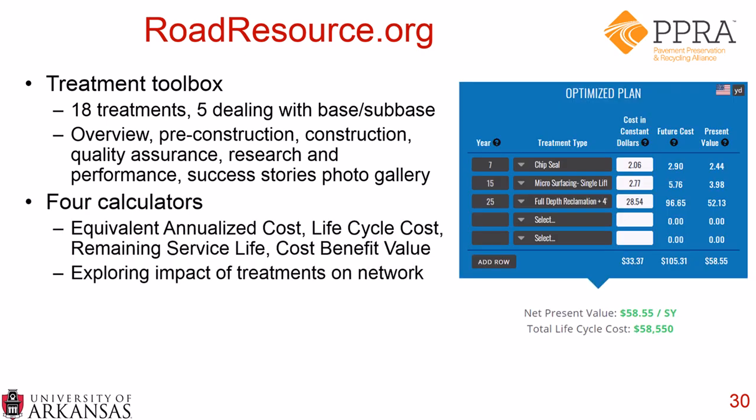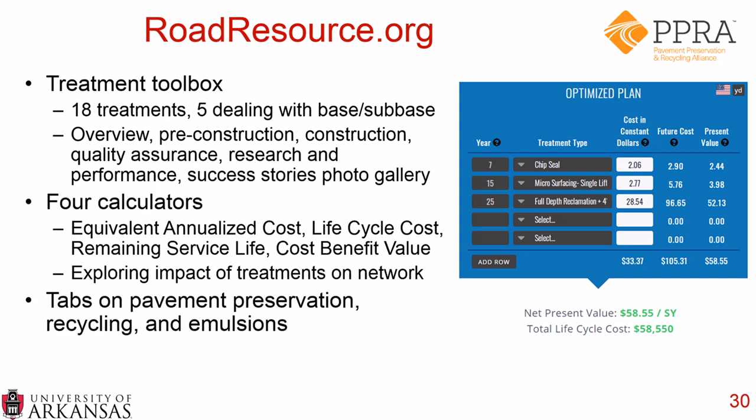In addition, it has 4 calculators. You can calculate equivalent annualized cost, life cycle cost, remaining service life, and cost benefit value of different treatments. And you can explore the impact of using these treatments on a network scale. So here on the right is an example of the life cycle cost calculator. And you can see, well, what's the cost of putting a chip seal on a road at year 7, putting microsurfacing at year 15, and then performing full depth reclamation at year 25. And you can see for 1,000 square yards, the total life cycle cost is just over $58,000. But you can combine different treatments, you can look at different plans. It's a very nice tool to play with.